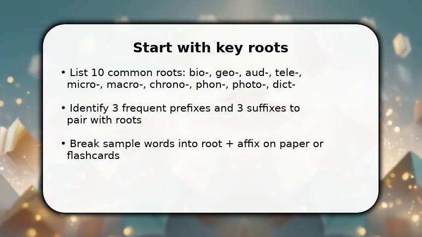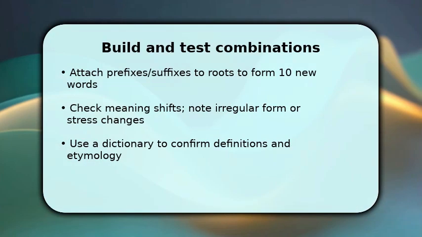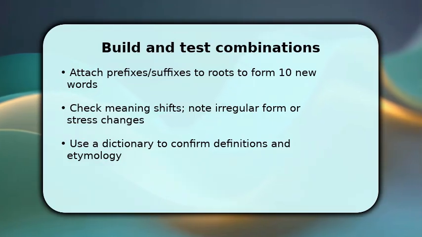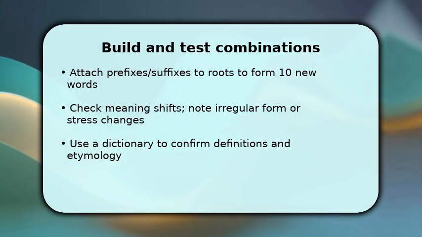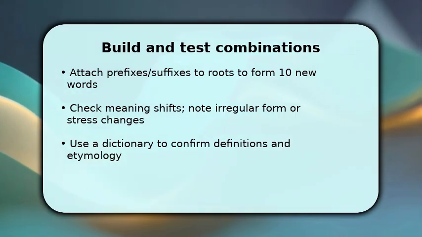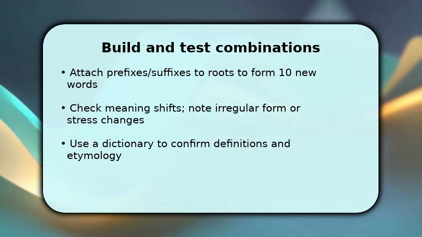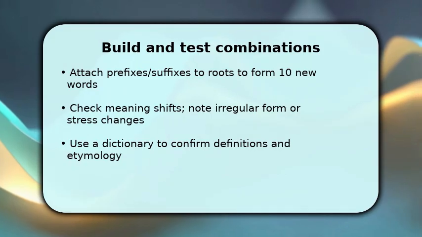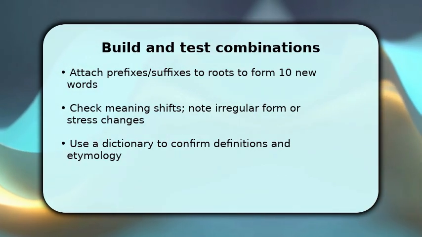You now generate and test combinations. Attach prefixes and suffixes to roots to form 10 candidate words, then check meanings to see how each affix shifts sense. Once done, write short example sentences to test usage and pronunciation. This reveals stress or spelling changes. Make sure to consult a dictionary for etymology and variant forms so you understand why meanings diverge. Practice aloud and mark any irregular.